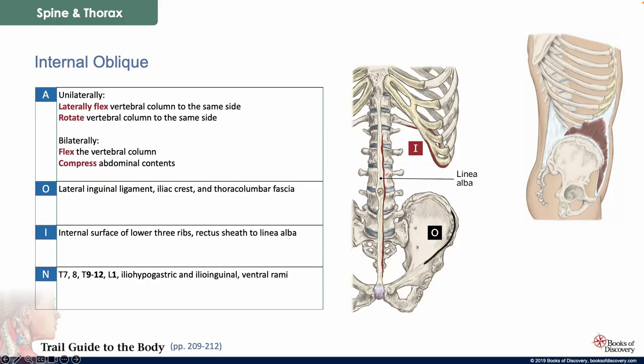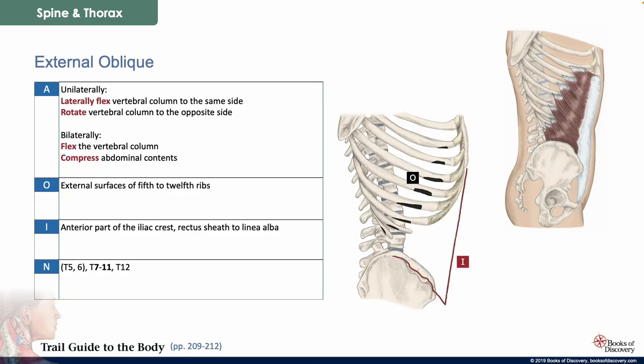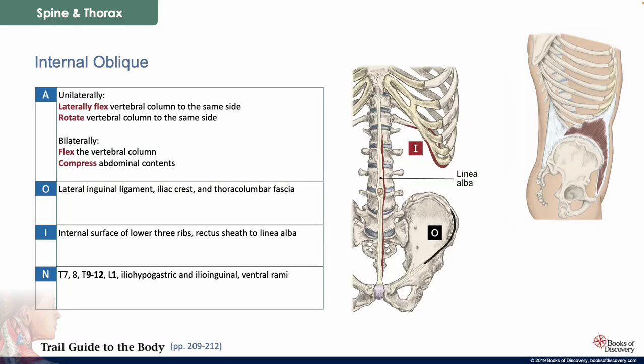So we're going to go back and look at the picture real quick. External oblique. Internal. Woo, it's deep. So unilaterally, you guys are kind of noticing this pattern. If it's on the side here, it's probably going to flex and rotate, right? If one side is being contracted. If both sides are contracting, it's flexing your spine and compressing your abdominal contents.